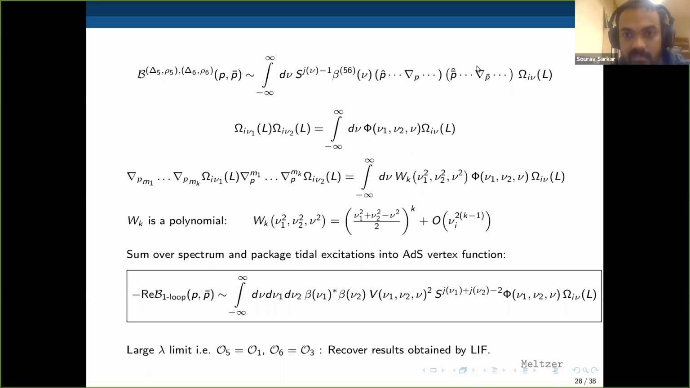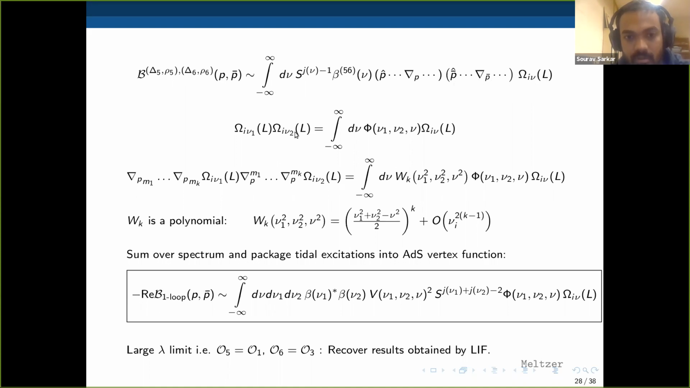The tensor structures themselves we generate from differential operators that we construct in this way. They're constructed from the unit vector P and covariant derivatives in P, and also the unit vector P hat and covariant derivatives in P bar, P bar hat. And because we will be gluing two of these, we multiply two of these, we have two omegas. So in general, we have two omegas, we have some differential operators acting on those omegas, and then we have a sum over the spectrum.